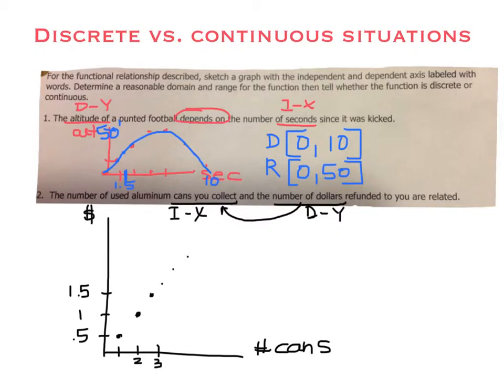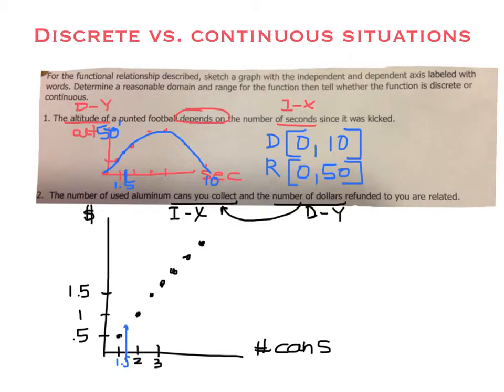Okay. So now the first question we ask is, can I put in 1.5 cans? Well, no, I can't. I can't do 1.5 cans. So I don't connect all these dots. These dots stay separate like this. I don't do 1/2 can or 2 1/3 cans. I just do 1 can or 2 cans.